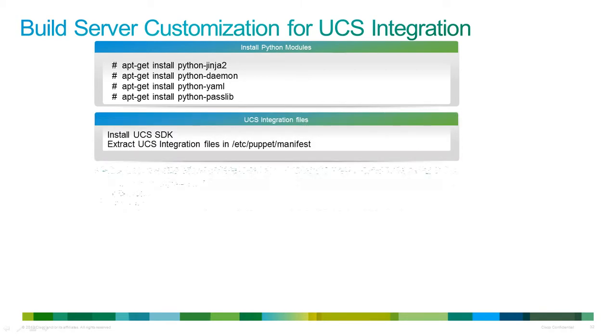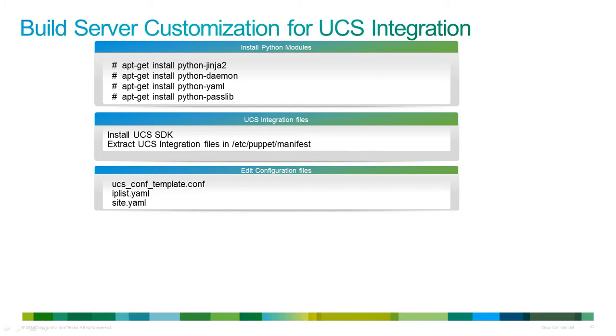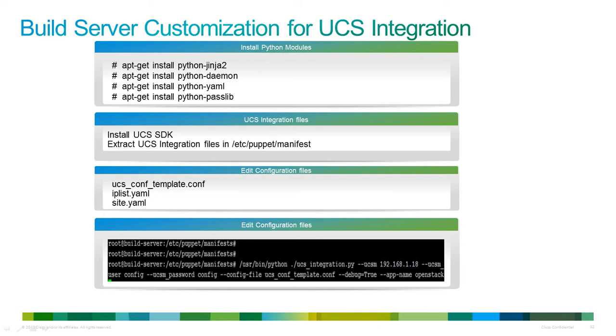Next piece is basically what the core of the integration is, where you download the integration scripts and edit the relevant files required. So the files which are to be edited are UCS_conf_template.conf, the IP list, and the site.yaml. All the files are internally documented and are to be tuned as per the environment. Now that is done, one can execute the integration script, providing it with the relevant arguments.